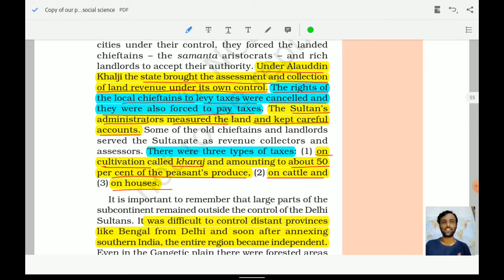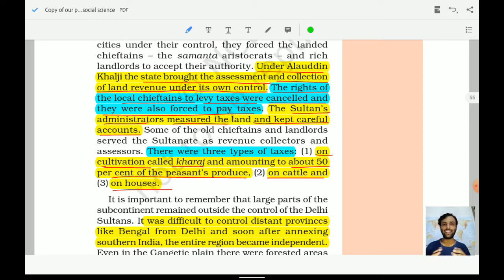So the practice which we were talking about, how Alauddin Khalji took control of all these lands, right? He not only assessed the lands, but also brought all this land into his own control. The right of the local chieftains to levy tax was cancelled, and they were forced to pay taxes.